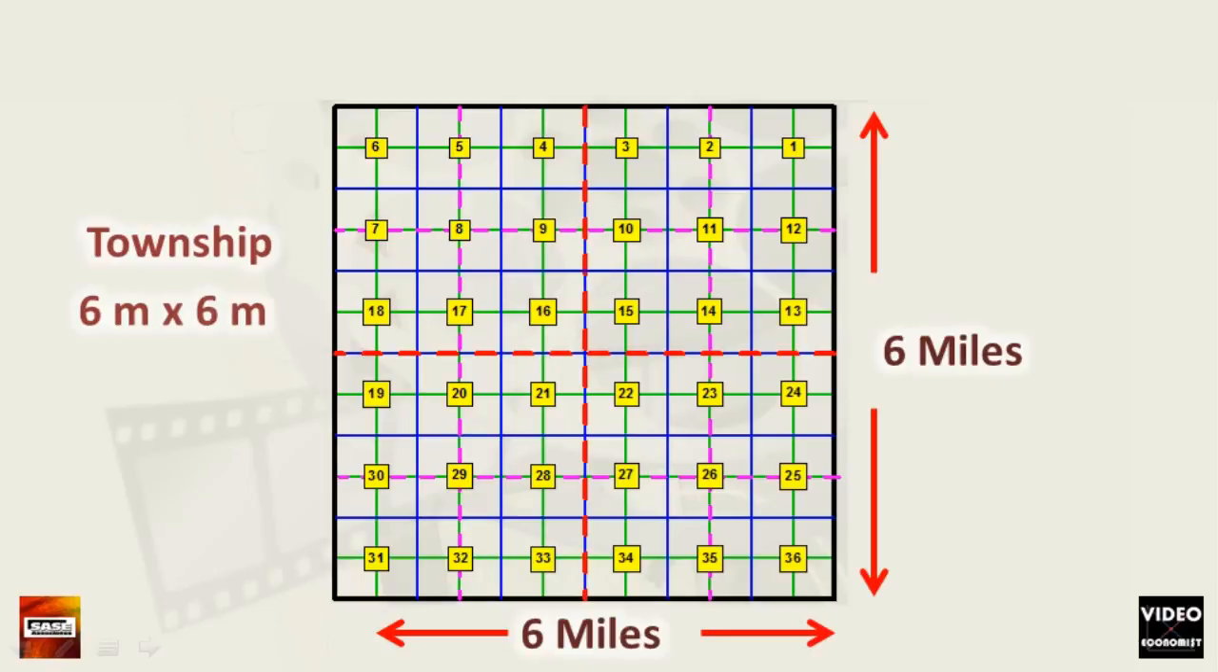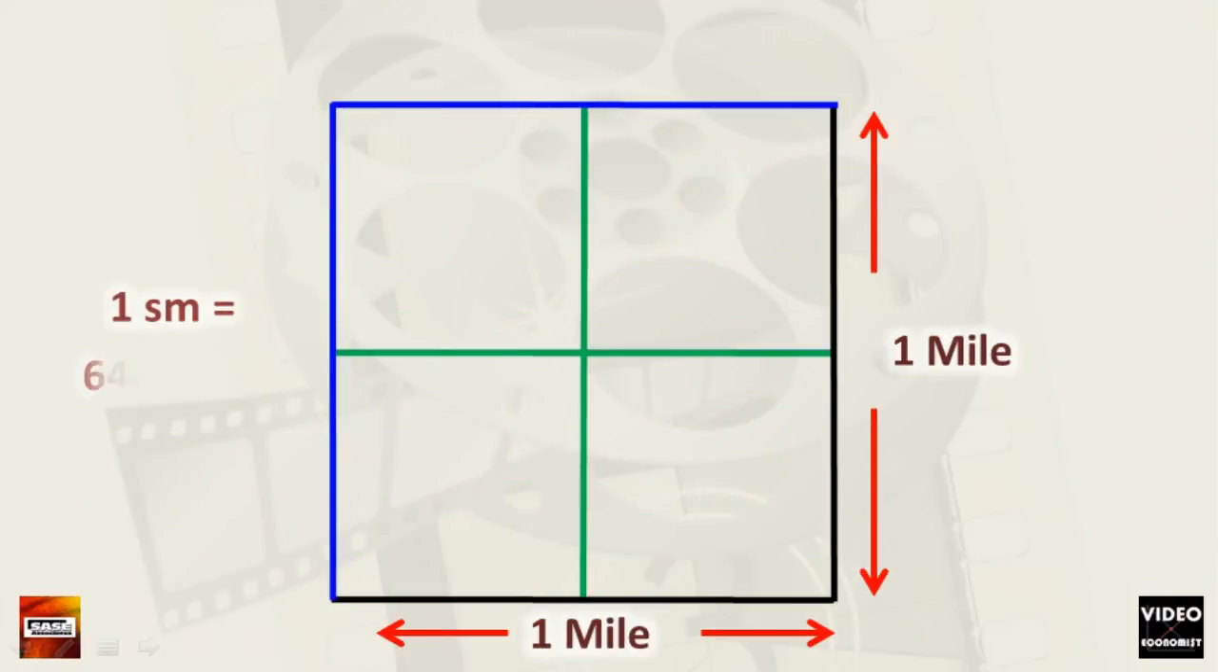Let's go back to our standard unit of measurement, which is the township, which is 6 miles by 6 miles, 36 square miles, or 23,040 acres. And we're going to look at how we can further subdivide this. If we subdivide a township, we're going to have 36 square mile sections. So each section is 1 square mile and includes 640 acres.